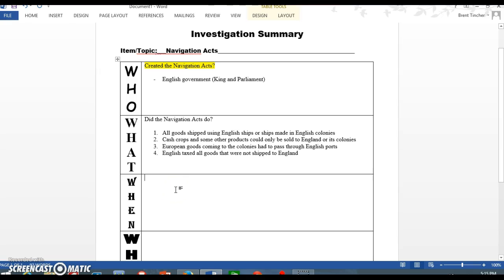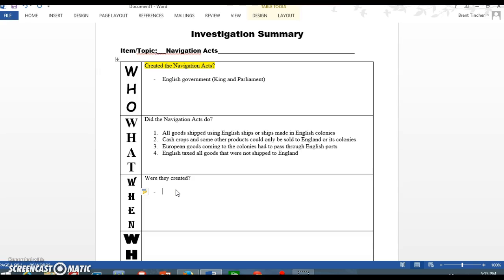Now the when question is going to tend to be standard for all of your investigation summaries, and it's going to be straightforward. When were they created? In this case, you have Navigation Acts, which is plural, so you need to say "they" instead of "it." Now, when you come down here to put your actual notes about when they were created, you've got to be careful, because if you look back on page 96, in the middle of that second paragraph near the top it says, "So the English government began to pass the Navigation Acts in 1651."